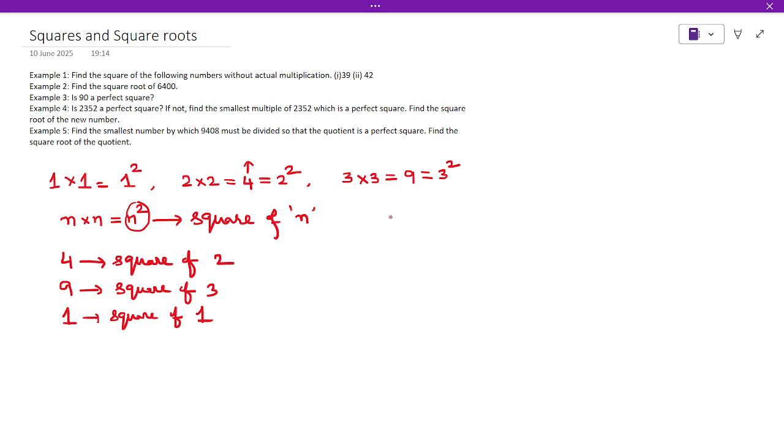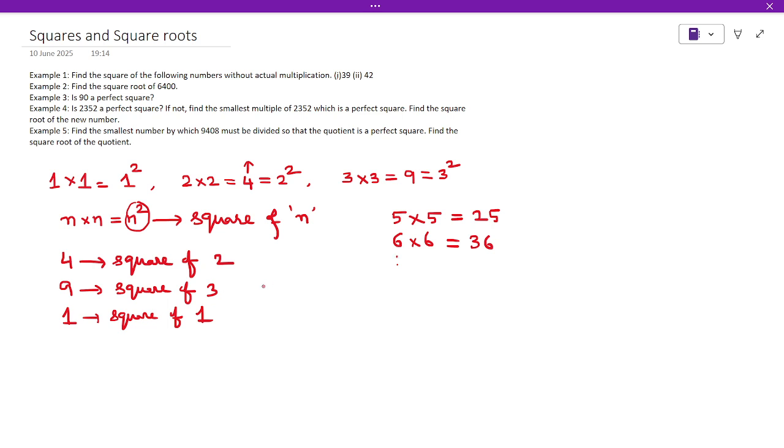For example, I am taking more examples. 5 into 5. How much are you getting? 25. So therefore I can say that 25 is the square of 5. Similarly, 6 into 6 is equal to 36, right? So 36 is the square of 6. And so on and so on. You can take the square of any number. Okay, as simple as that.